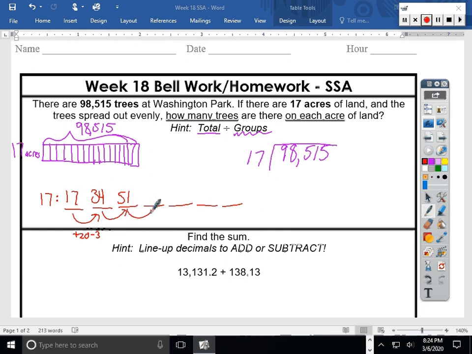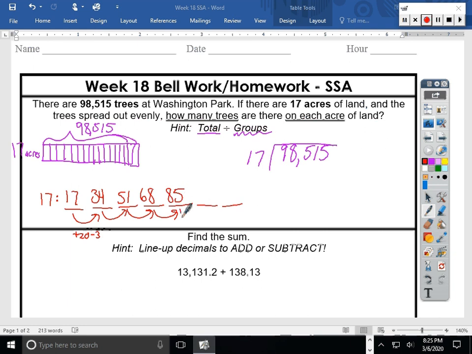I could try it again. I could add 20 and take away 3. So adding 20 to this would get me 71. Taking away 3, well, I could take away 1, I'd be at 70. Take away 2 more, I'd be at 68. And I'm going to keep doing this strategy for a little while here. 68 plus 20 would make 88. Minus 3 would make 85.